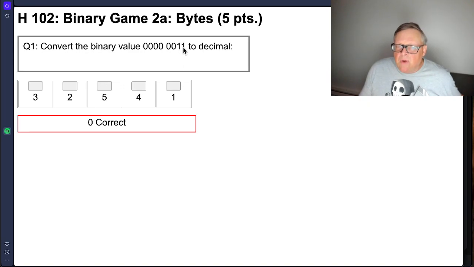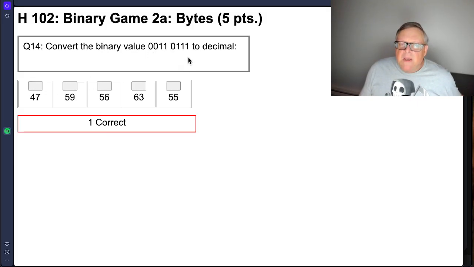Anyway, this is 3. The number on the right is the number of 1s. The next number is the number of 2s, and there's nothing else, so this is 3. And this one is 1 plus 2 plus 4, not 8 plus 16 plus 32. So this is 48, and that is 7, so this is 55.